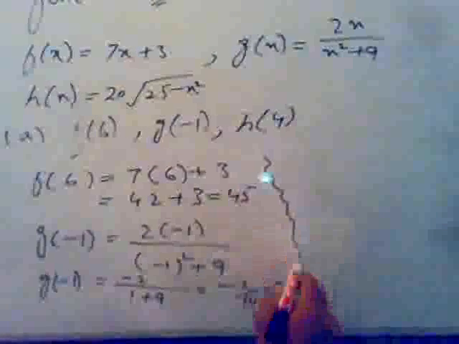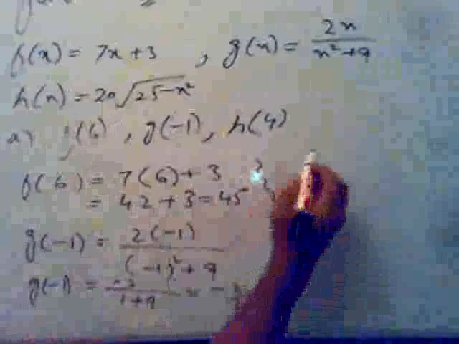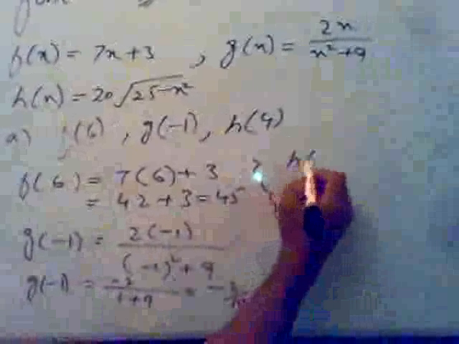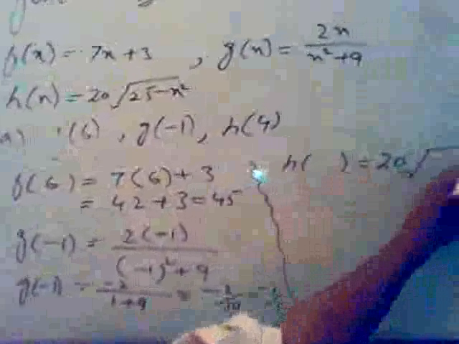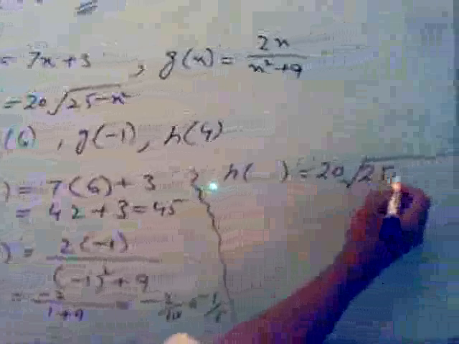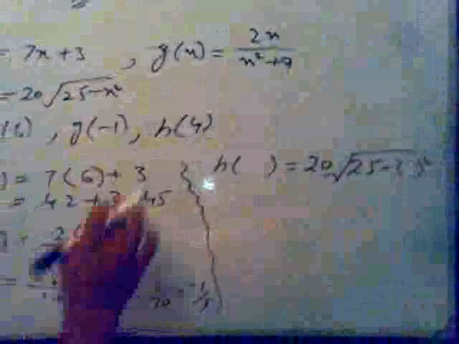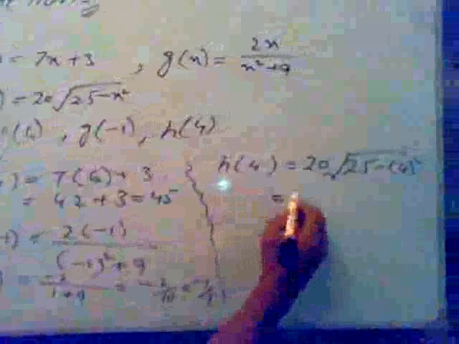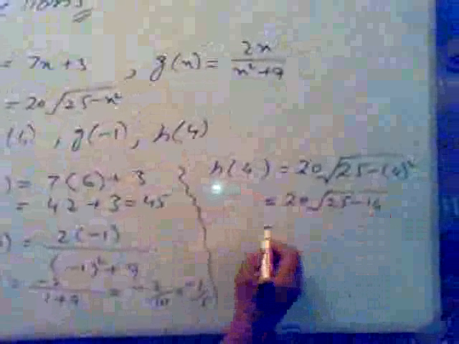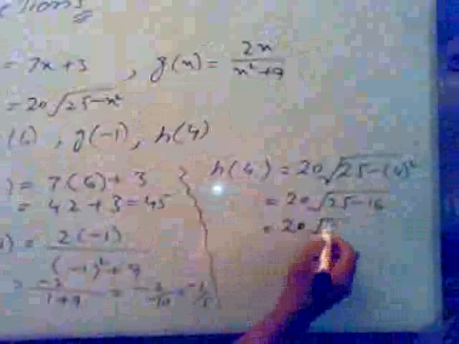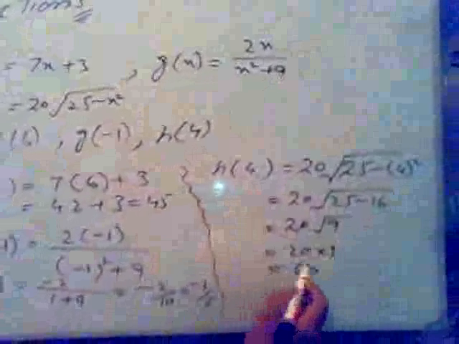Now on the same lines, we can solve h of 4. That will be h of bracket equals 20 times the square root of 25 minus bracket squared. Again we will fill the bracket with 4. This is 4 squared. So 20 times the square root of 25 minus 16, that is 20 times the square root of 9, and the answer will be 20 times 3, that's 60.